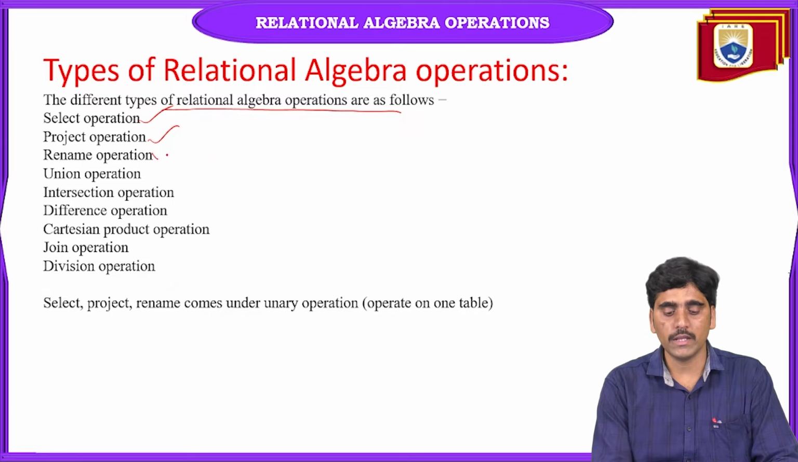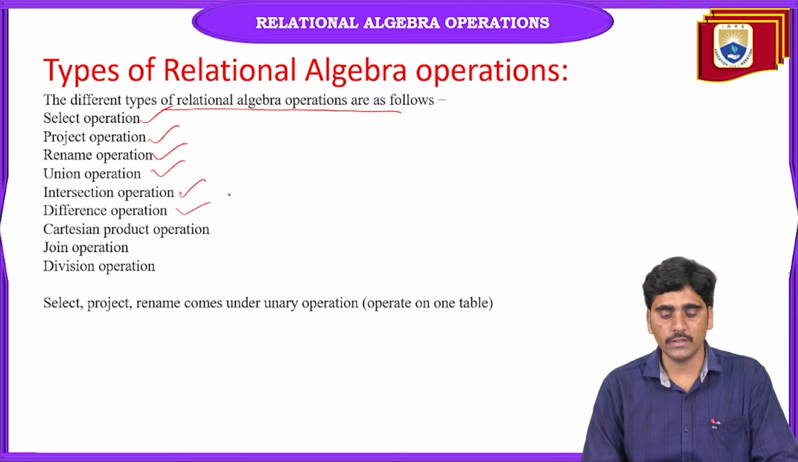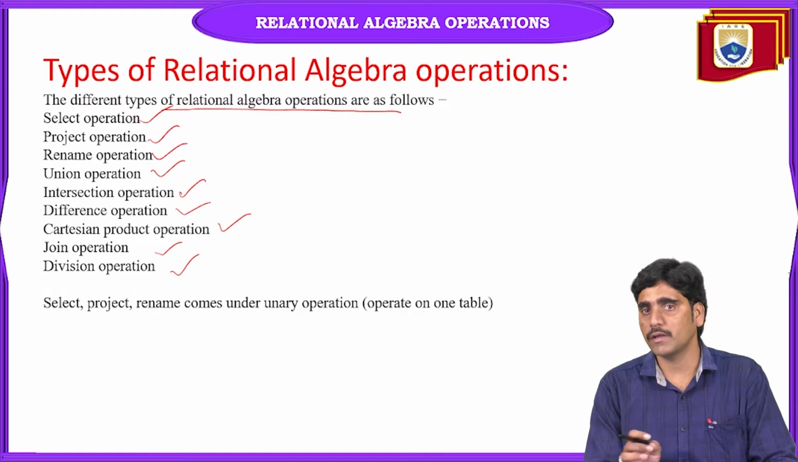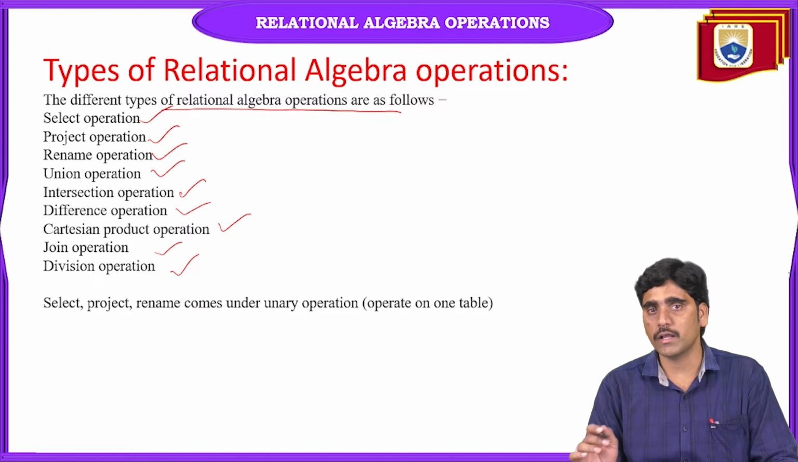Third one is the rename operation. Fourth one is the union operation. Fifth one is the intersection operation. Sixth one is the set difference operation, Cartesian product operation, join operation, and division operation. From all these operators, you can apply the operators to perform a query.